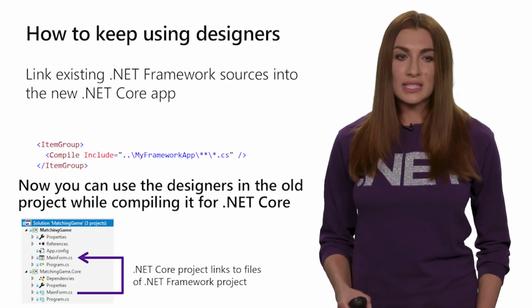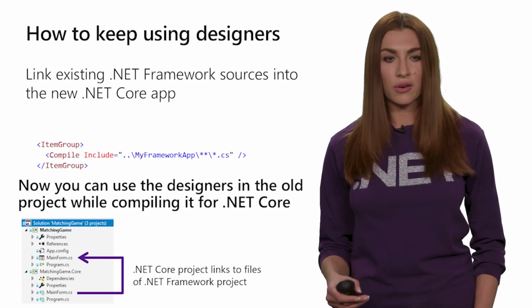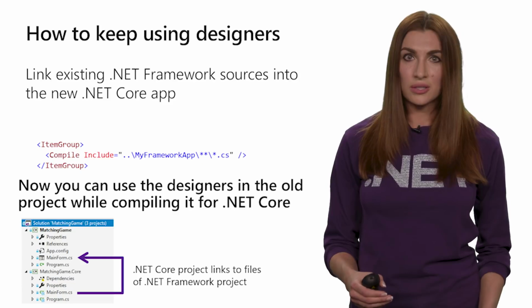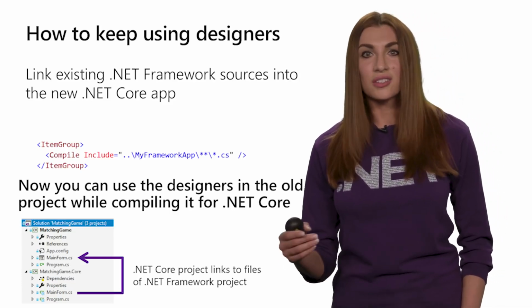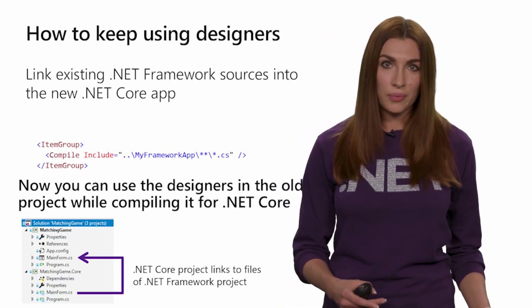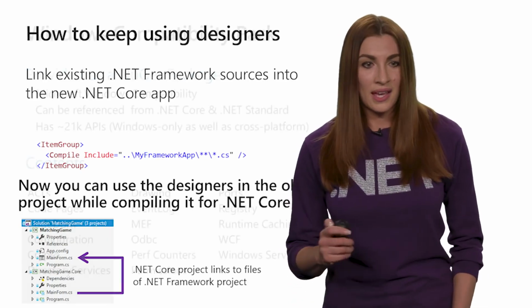To do that, you just link existing .NET Framework source into the new .NET Core app. Then when you want to edit your user interface, you open the old .NET Framework application and make changes. Those changes will be immediately translated to your new .NET Core project that you will use for everything else.